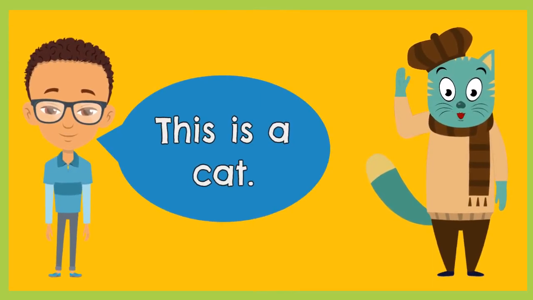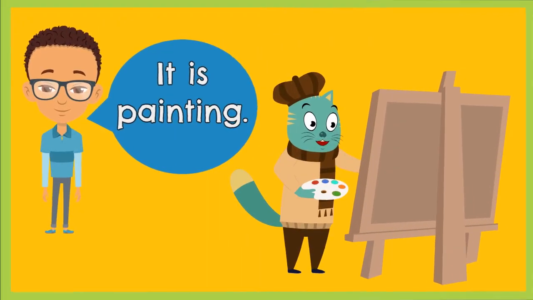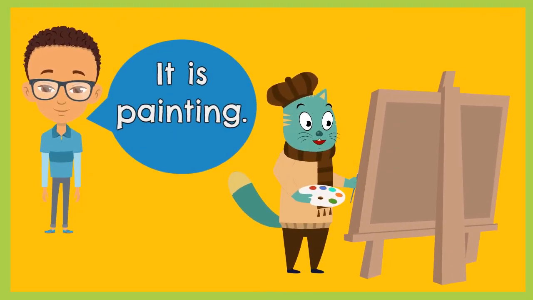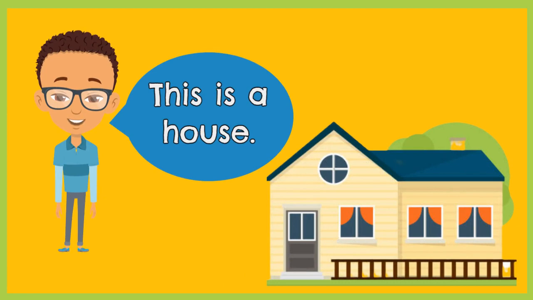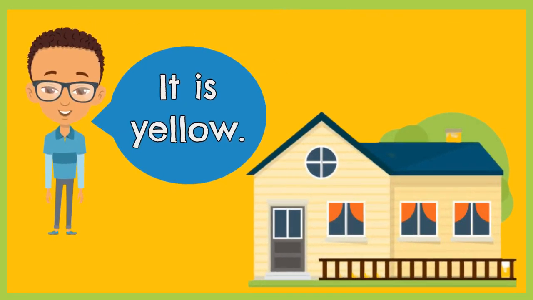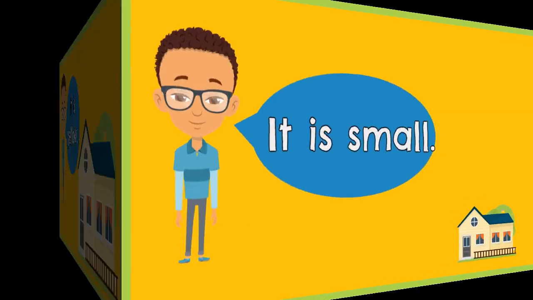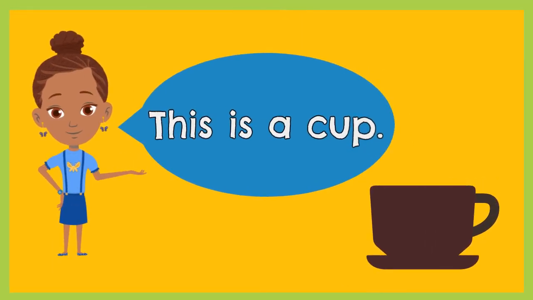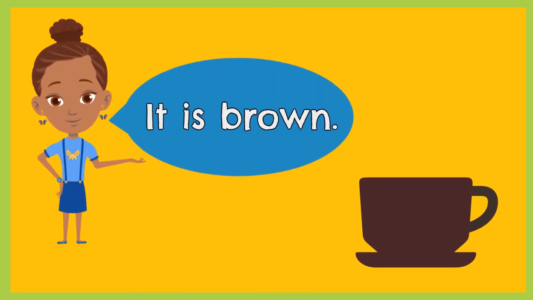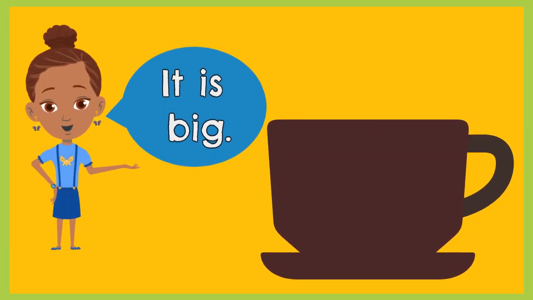This is a cat. It is painting. It is sitting. This is a house. It is yellow. It is small. This is a cup. It is brown. It is big.